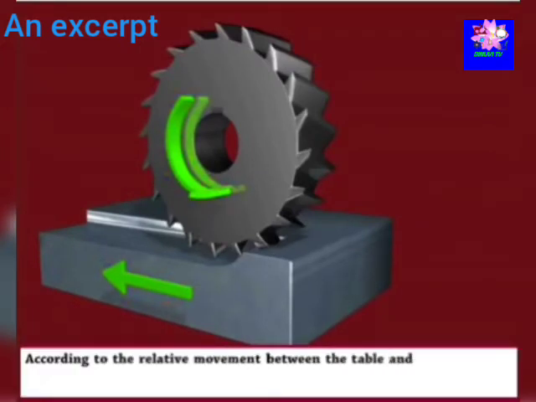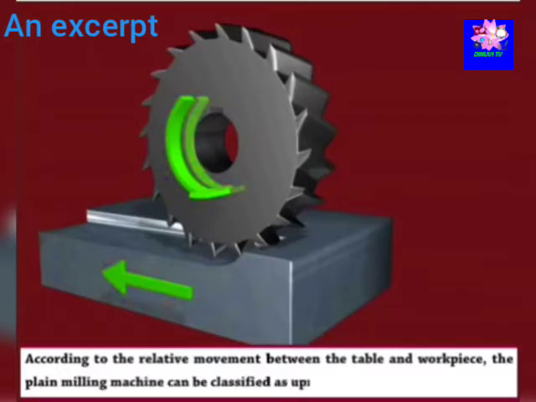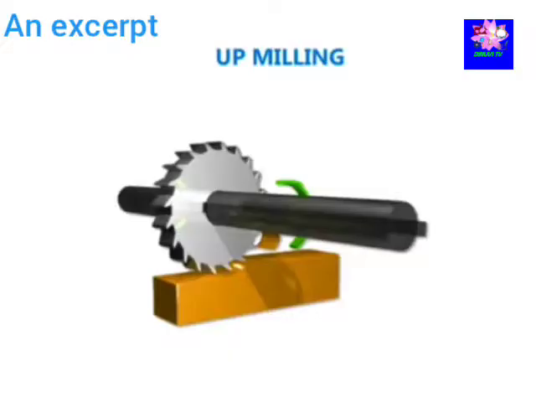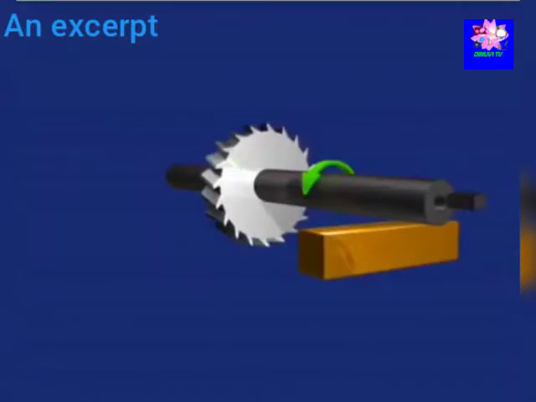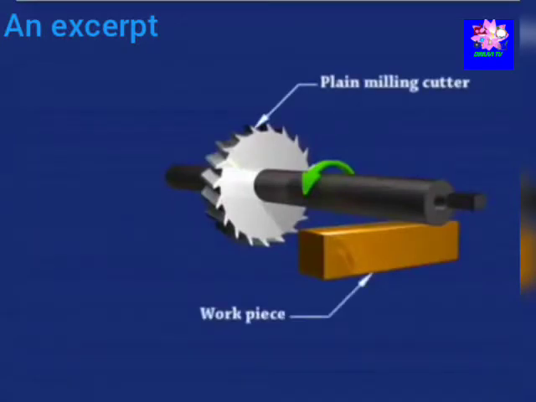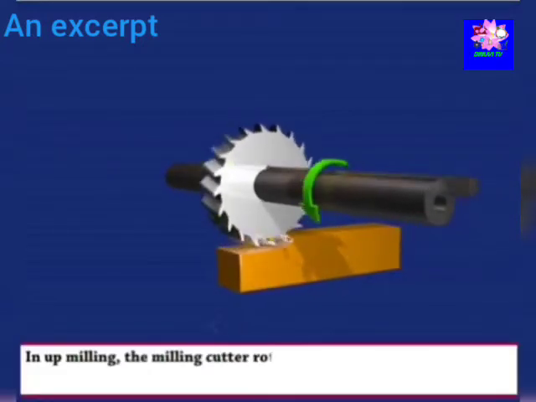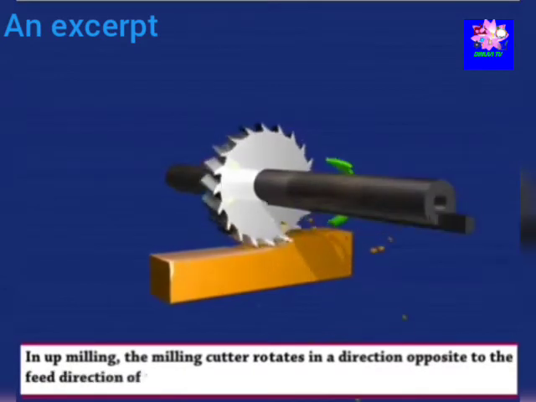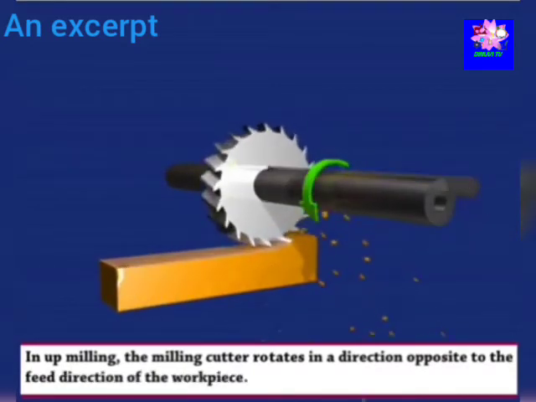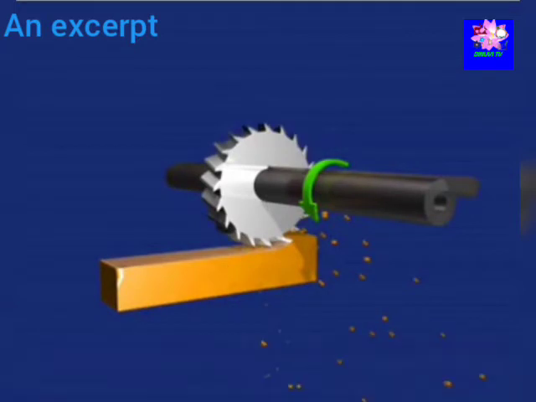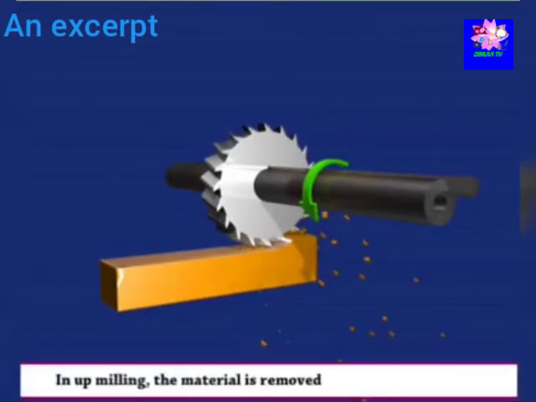According to the relative movement between the table and workpiece, plane milling can be classified as up milling and down milling. Up milling. Plane milling cutter. Workpiece. In up milling, the milling cutter rotates in a direction opposite to the feed direction of the workpiece. In up milling, the material is removed by the resultant force.